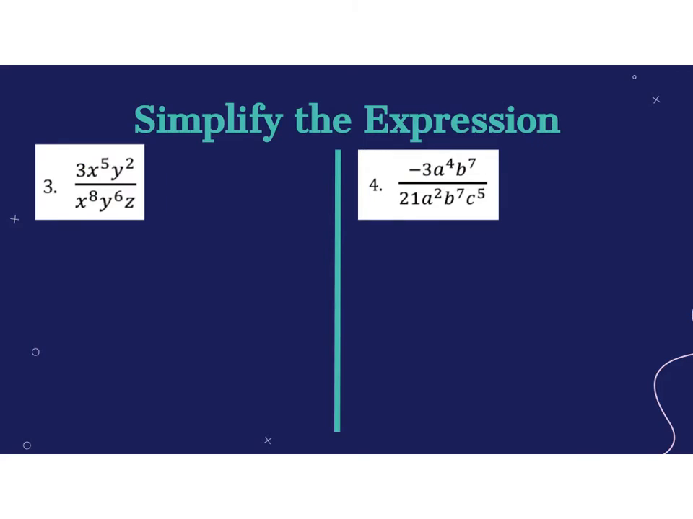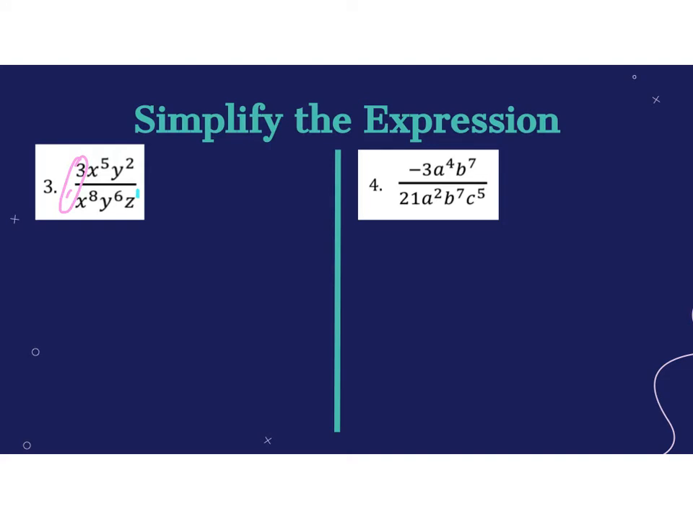Let's take a look at number 3. In number 3, I have 3x to the 5th y squared divided by x to the 8th y to the 6th and z to the 1st. If you don't remember, every variable that doesn't have an exponent is to the 1st power. So when I look at my coefficients out front, this is a 3 divided by 1. So there's nothing that I can do with that 3. That 3 is just going to remain the same, because 3 divided by 1 stays a 3.